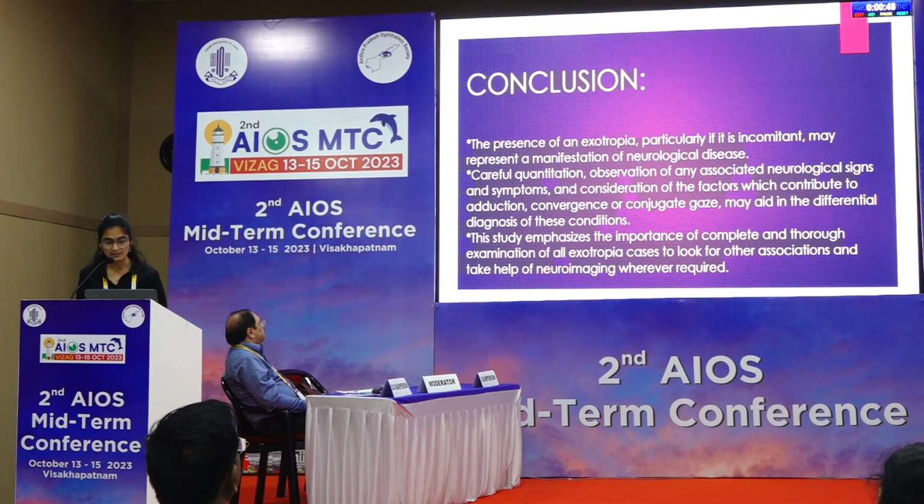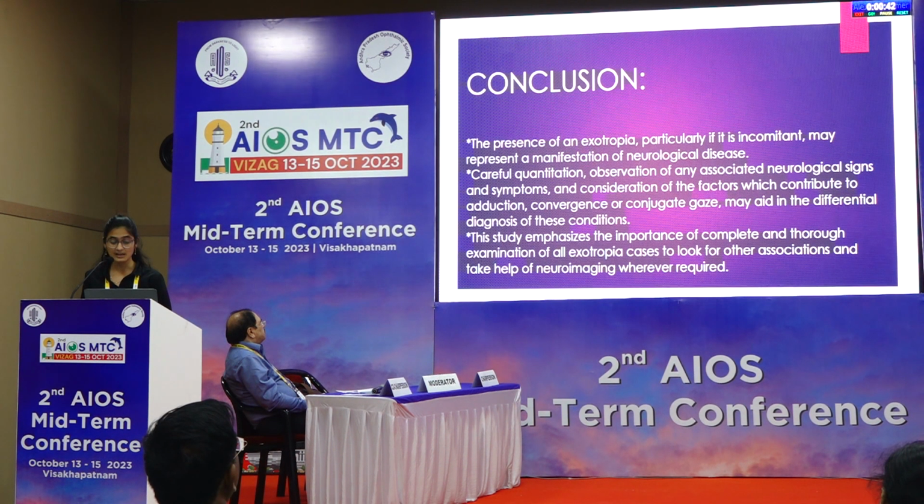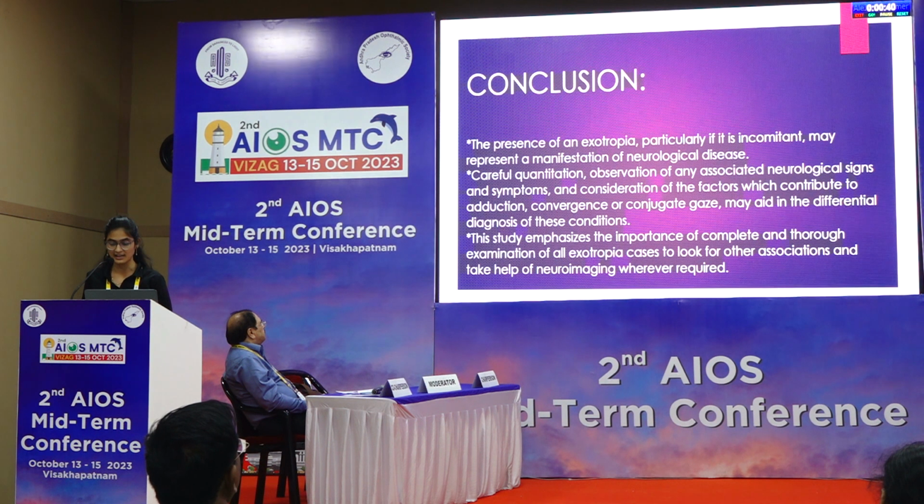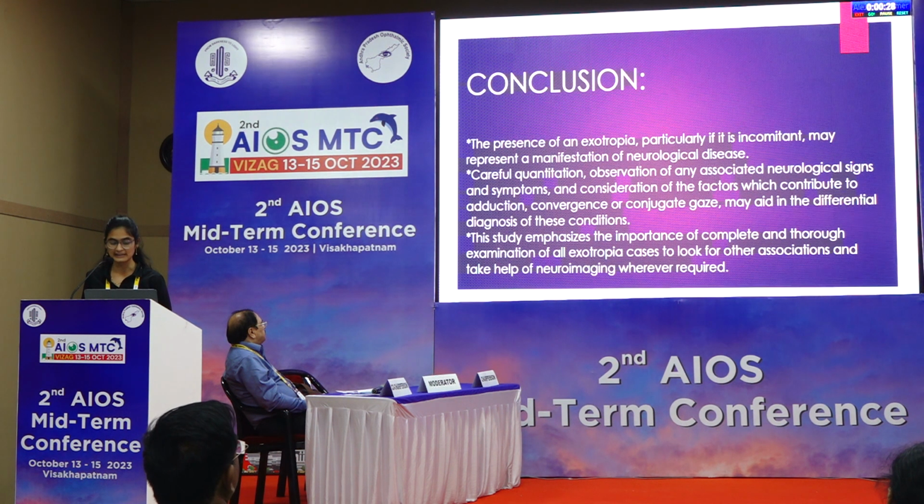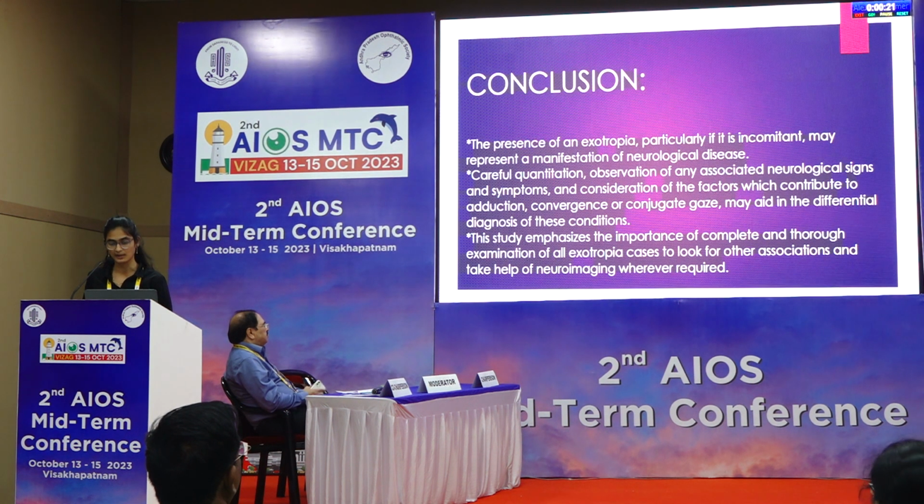In conclusion, the presence of an exotropia, particularly if it is incomitant, may represent a manifestation of neurological disease. Careful quantitation, observation of any associated neurological signs and symptoms, and consideration of the factors which contribute to adduction, convergence, or conjugate gaze may aid in the differential diagnosis of these conditions. This study emphasizes the importance of complete and thorough examination of all exotropia cases to look for other associations and to take the help of neuroimaging wherever required.